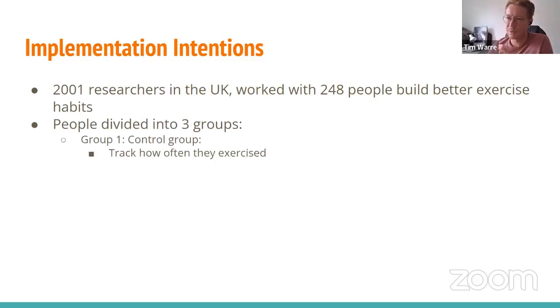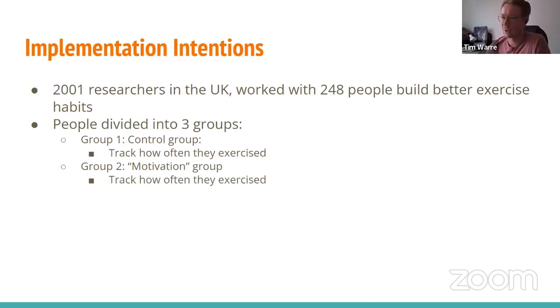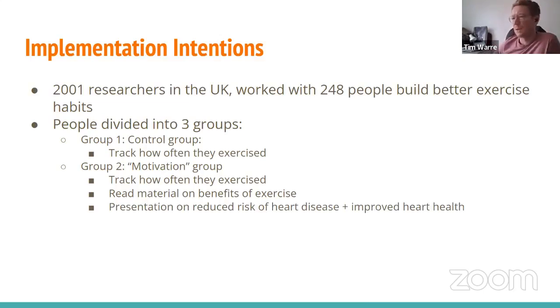All they did is they asked them, you have to track how often you exercise, okay? Write down, honestly, every time you exercise. That was all they had to do. Group 2 was known as the motivation group. They had to track their exercise. They had to read materials on the benefits of exercise. So they're given lots of leaflets about how important it is to exercise. They were also given a presentation on the reduced risk of heart disease and improved heart health. Okay, so someone came in, gave them a slideshow presentation on this.